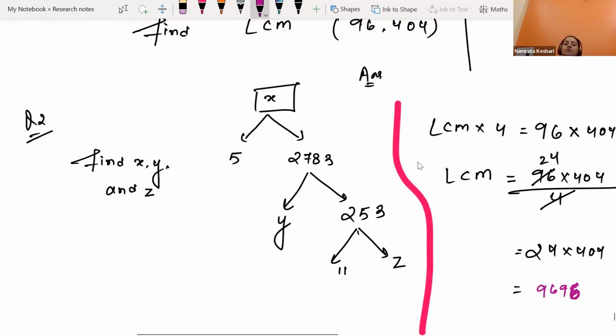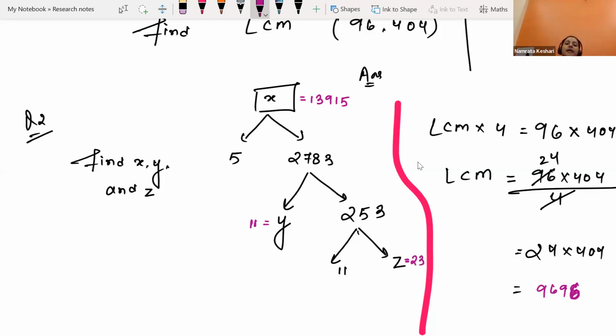Now, what is the value of x, y, and z? Yes, Aisha, you have done this one. Please tell me what is x, what is y, what is z? For x, I multiplied 5 into 2783 and I got 13915. And for y, I got 11. Y, you got 11, right? Yes. And y into 253 is equal to 2783. And for z, I got 23.